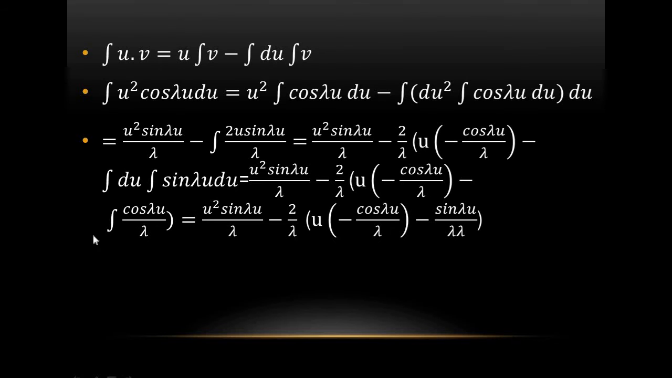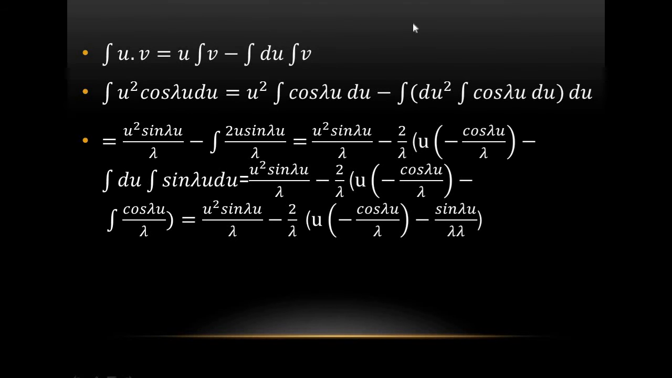So again now here we have to calculate the integration. Integration of cos lambda x is sin lambda x upon lambda, so lambda into lambda here. So we get finally the first term as it is, x square sin lambda x upon lambda, minus 2 upon lambda and x in bracket minus cos lambda x upon lambda, minus sin lambda x upon lambda square. That is the final answer.